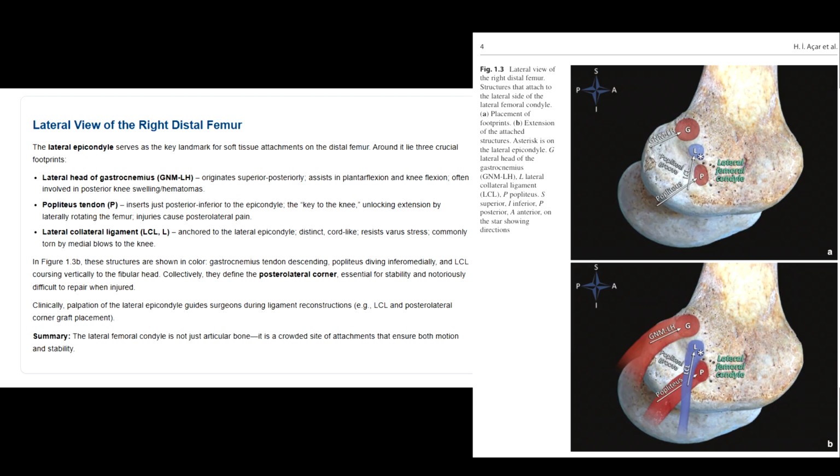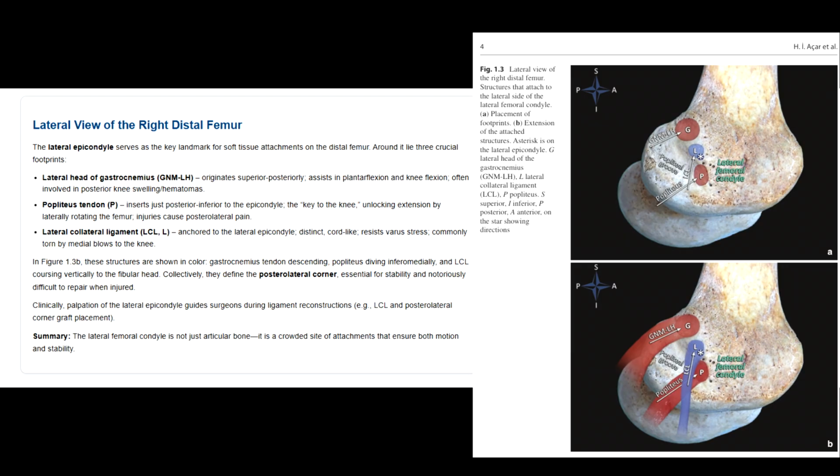Just posterior and slightly inferior to the epicondyle is the groove where the popliteus tendon inserts. The popliteus is a small but strategically important muscle. It's sometimes called the key to the knee because it helps unlock the fully extended knee by laterally rotating the femur on the tibia. This insertion explains why popliteus injuries or inflammation can cause deep posterolateral knee pain.